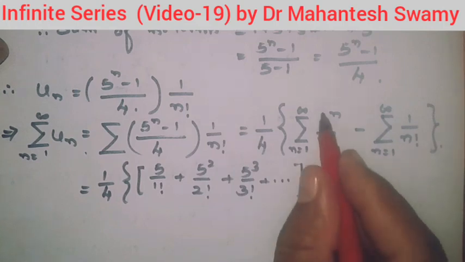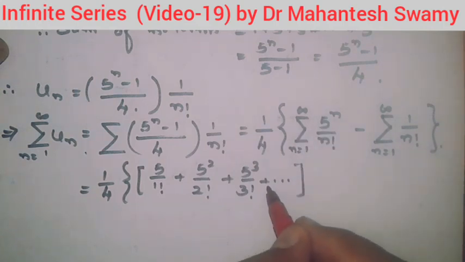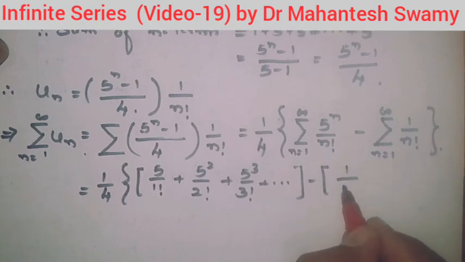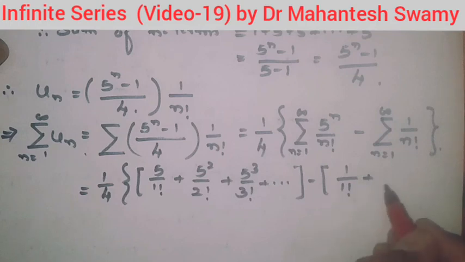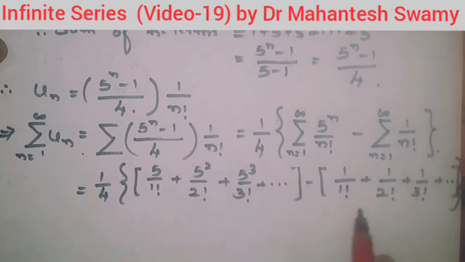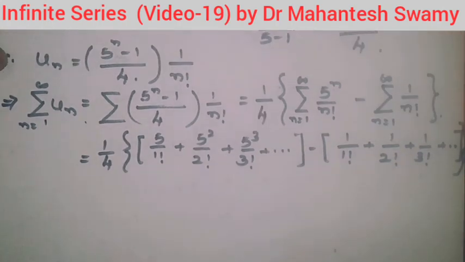This is the first term, that is the first summation on expansion, minus the second summation, which will be 1 divided by 1 factorial. We are starting with 1, therefore 1 divided by 1 factorial plus 1 divided by 2 factorial plus 1 divided by 3 factorial plus dot dot dot. So this is the second summation. So we have expanded the two summations.